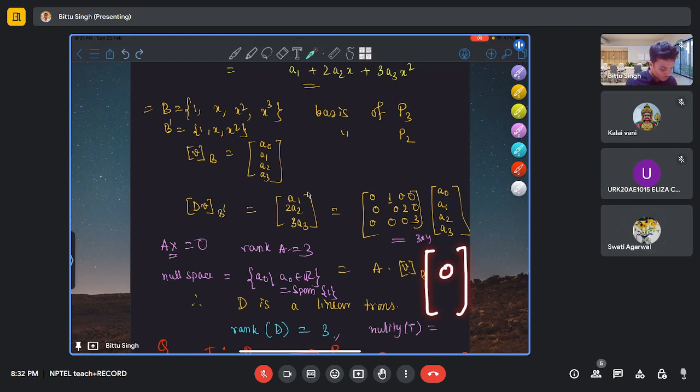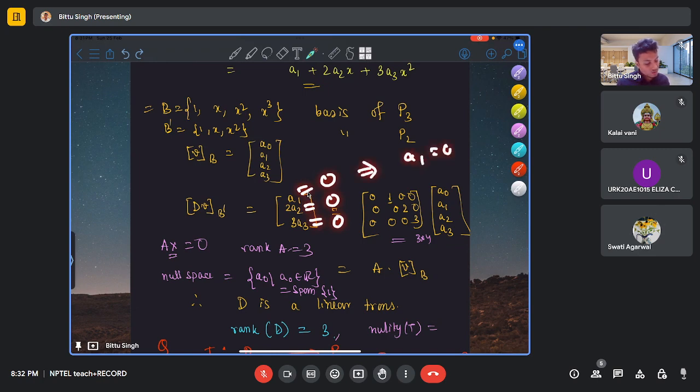Here the second column, third column and fourth column are 0. This will automatically imply that the first column should be 0 also, right? Because what are the conditions? That is, A1 should be 0, 2A2 should be 0, 3A3 should be 0. What does this mean? This will automatically mean A1 should be 0, A2 should be 0, and A3 should be 0, right?